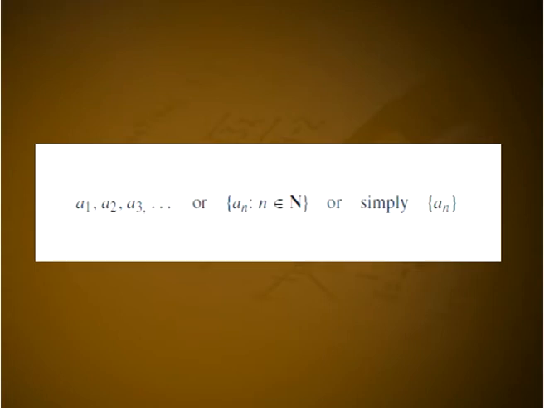Sequences. Sequences are special types of functions with their own notation. A sequence is a function from the set n is equal to 1, 2, 3, etc. of positive integers into a set A. The notation a n is used to denote the image of an integer n. Thus, a sequence is usually denoted by a1, a2, a3, etc. or the set a n where n belongs to the set of natural numbers, or simply the set a n.